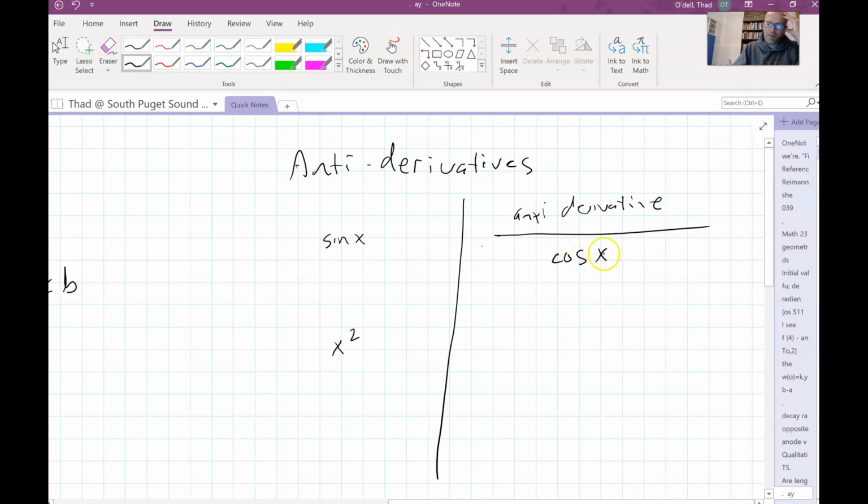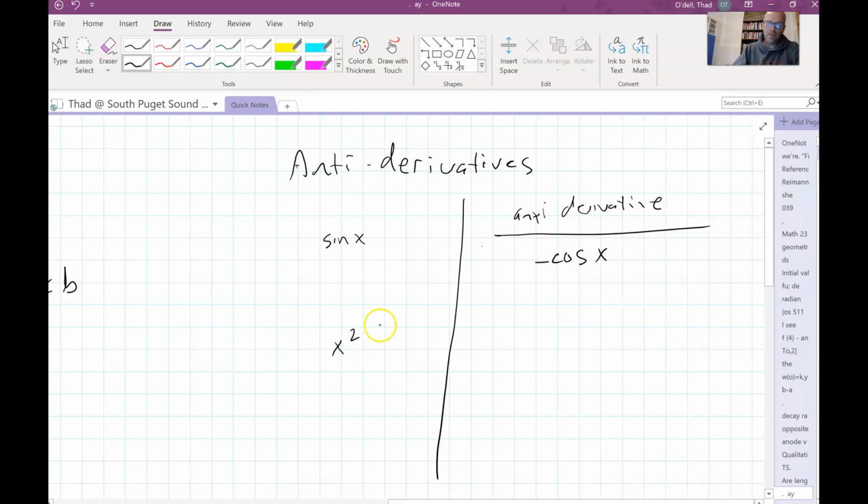So when I go to take the derivative of cosine, I realize that I actually get a negative sine x. So that means I need to adjust my original guess. So I'm going to say, well, maybe this should be a negative cosine. Now when I take the derivative of negative cosine x, it is negative negative sine x, which would be positive sine x. Okay? So same thing here.